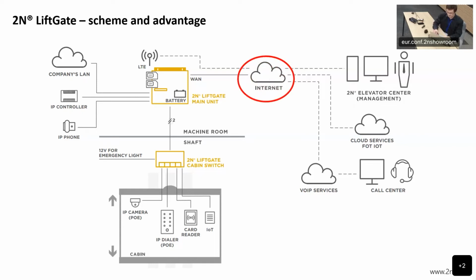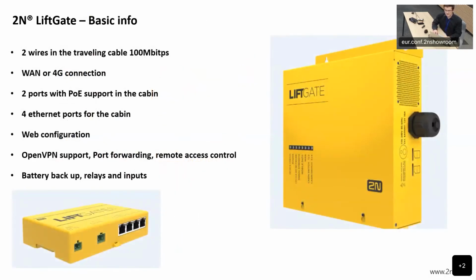What is important here is that we are going on 2 wire in the cabin and everything is connected to the internet. The 2 wire is about 100 megabits, so it's okay for video streams. It supports video streams and video calls. Those 2 ports are PoE, so they can power the lift communicator and an IP camera, for example.